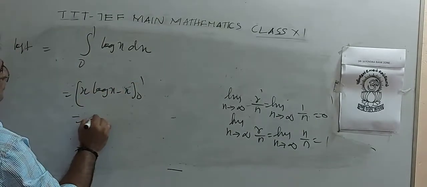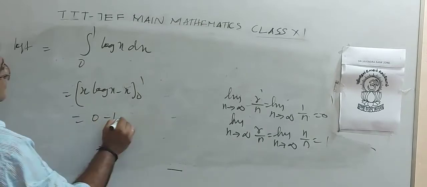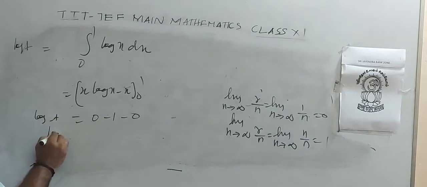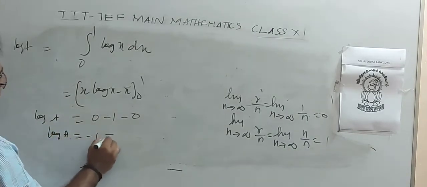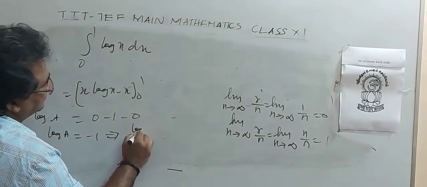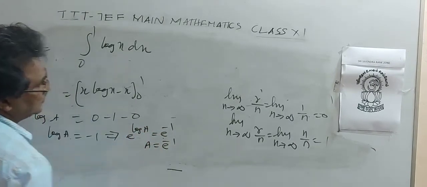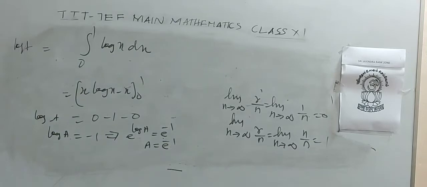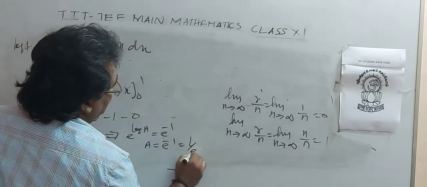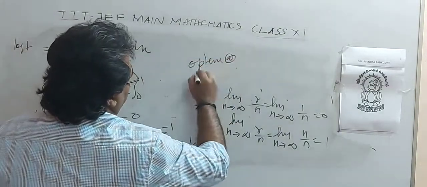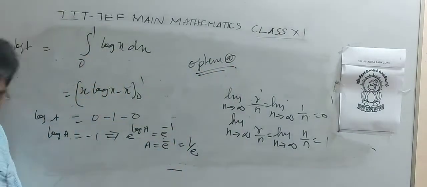Log 1 is 0, so the value is 0 minus 1 minus 0. So log a equal to minus 1, which implies a equal to e power minus 1 equal to 1 by e. Option A is correct.